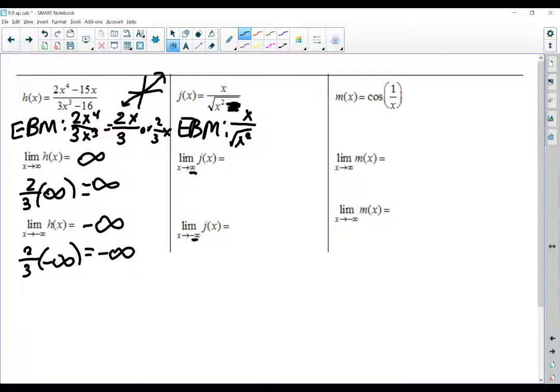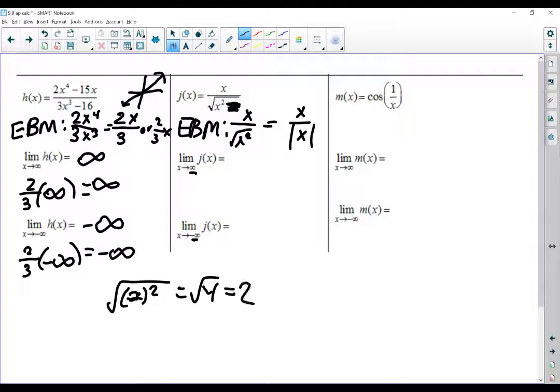Now here's where there's a little bit of a catch when it comes to this function, because the square root of x squared does simplify, but it doesn't simplify into x. It simplifies into absolute value of x. So if you remember from Math 4, all those years ago, let's say I took the square root of 2 squared. If I square 2, I get 4, and the square root of 4 is 2, okay?